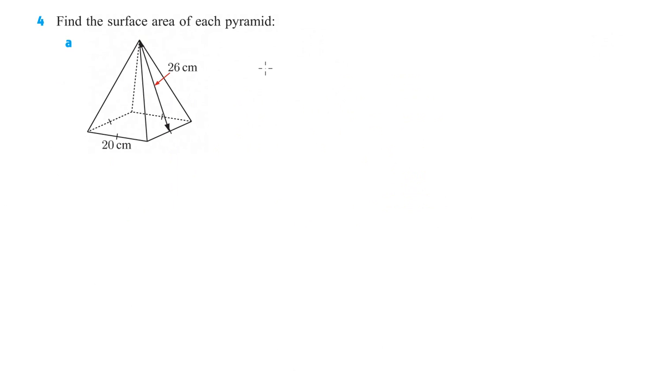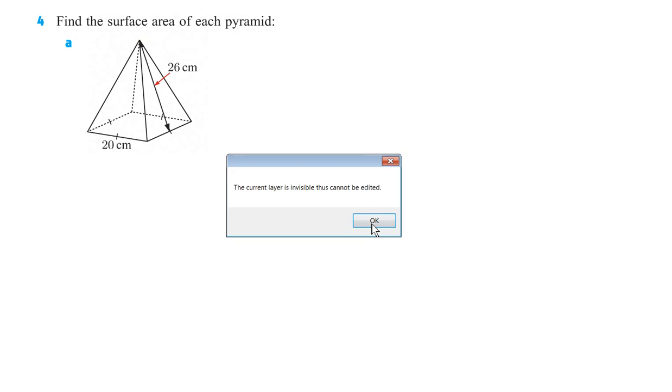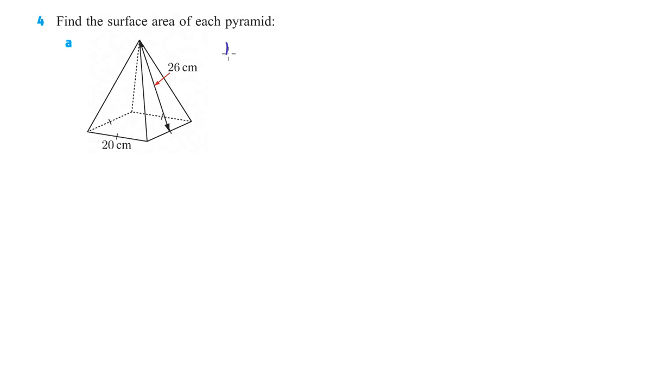Find the surface area of each pyramid. Okay, so important to note is that this is a square base here, so that means all these triangles here are all going to be the same area. So what we want to do is we want to find the base. And then we want to find the sides. And we're going to multiply those by 4, right? Because, again, each one of these sides is going to be the same.